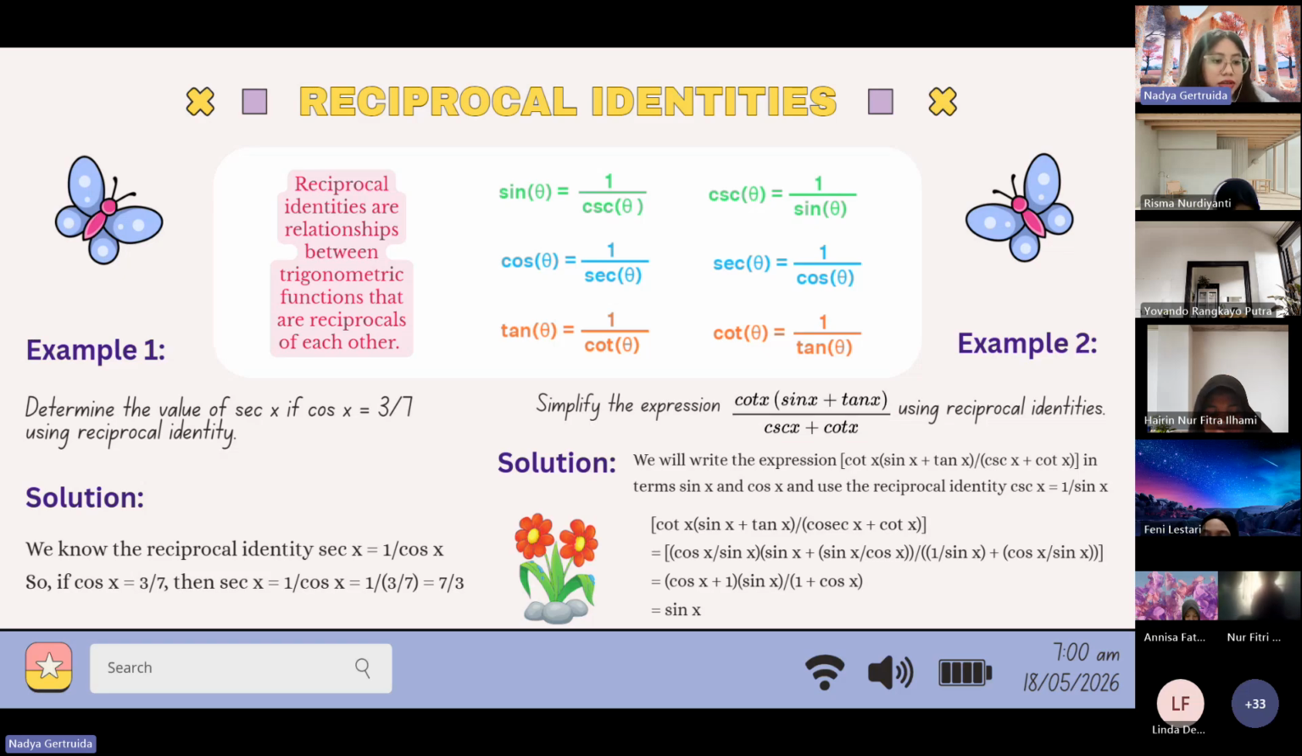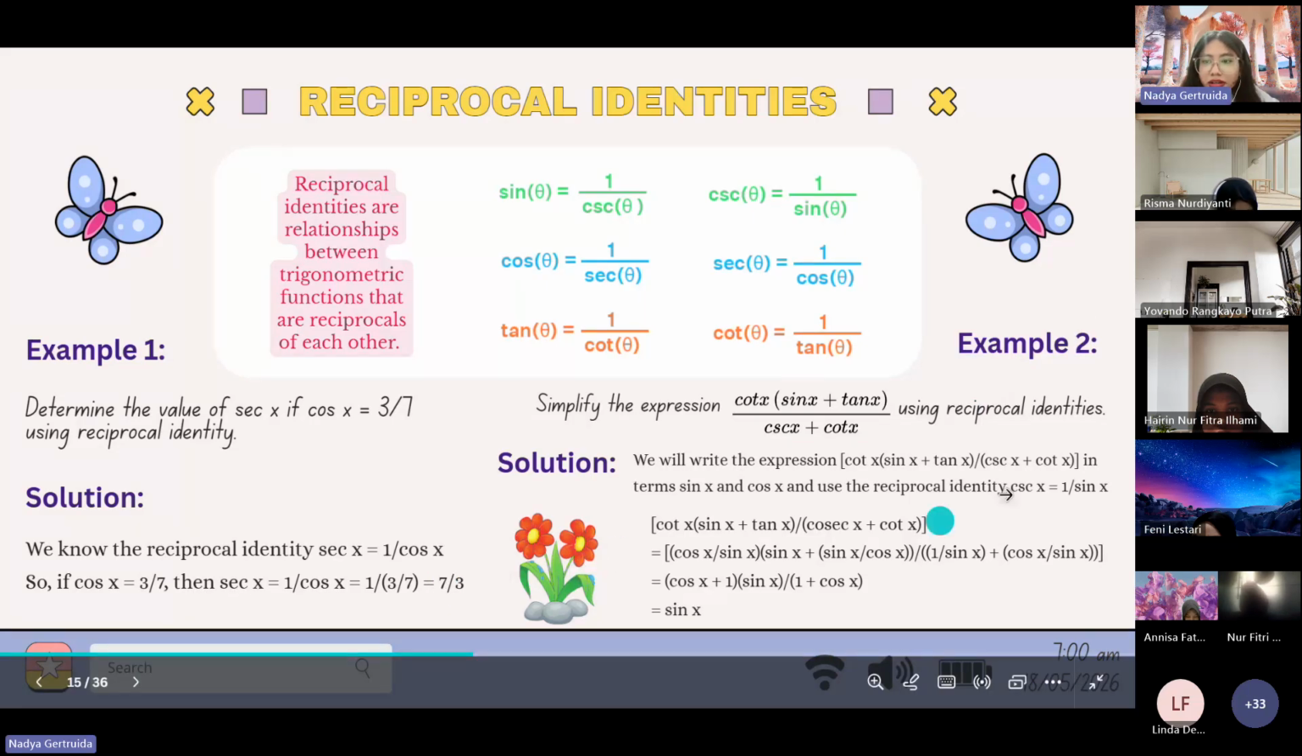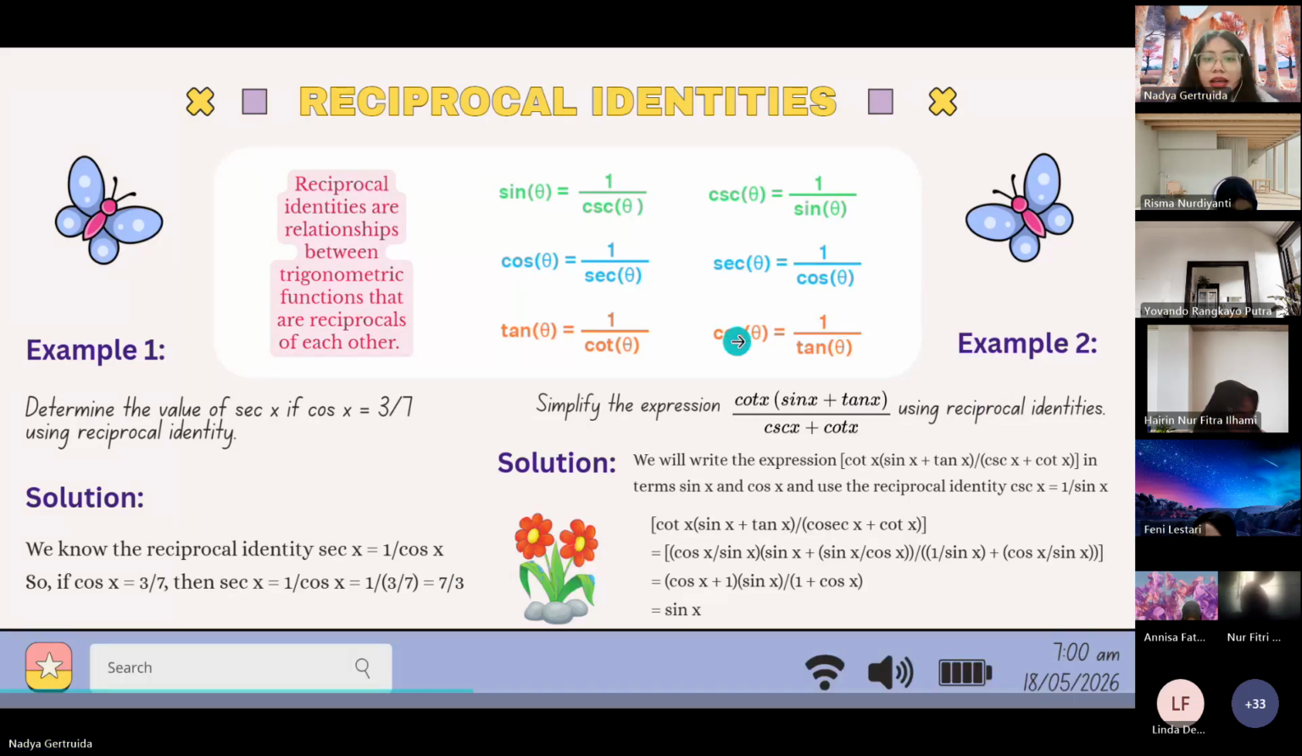So if cosine x is equal to 3 over 7, then secant x will be equal to 1 over cosine x. Then substitute the value: it is equal to 1 over 3 divided by 7, and the result is 7 over 3. And this is for example 2.